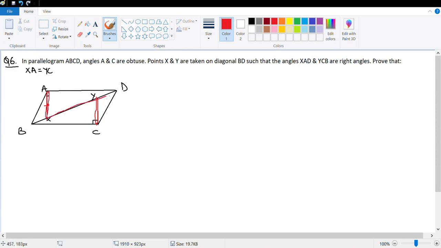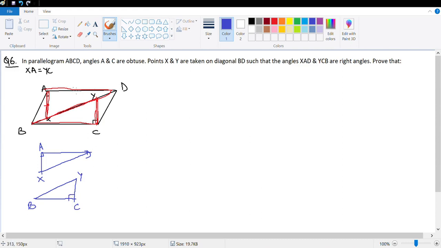Maybe another question we can look at the other triangle. Let's try. So let's look at these two triangles. So I have triangle ADX. This is A, 90 degree. This is D. This is X. And the other triangle I'm looking at is BYC. This is B. This is Y. This is C. This is 90 degree.